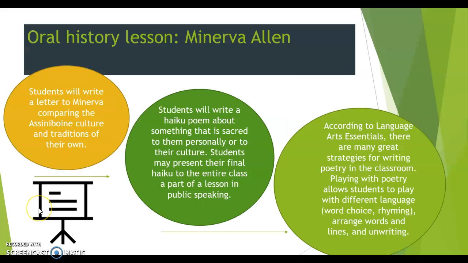As we move on to talking about an oral history lesson that we could do with Minerva Allen, students can write a letter to Minerva comparing and contrasting the Assiniboine culture and traditions of their own. Students can write a haiku poem that is sacred to them personally or to their culture. Students can present their findings to the entire class as a part of a lesson in public speaking.